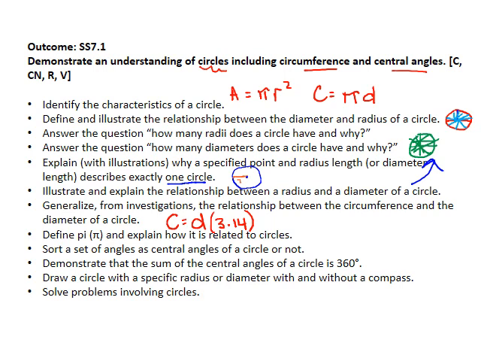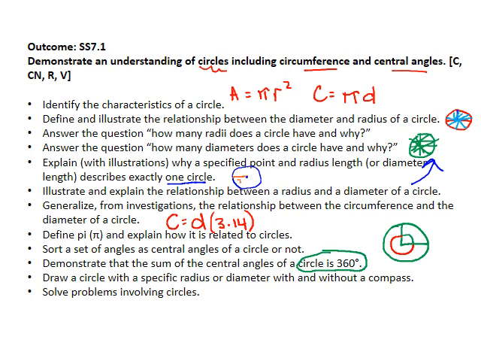Sort a set of angles as central angles of a circle or not. And so they've said here that the sum of central angles have to add up to 360. So for example, if I have a circle here and this is 90, then we should know that the rest of this is 270, right?